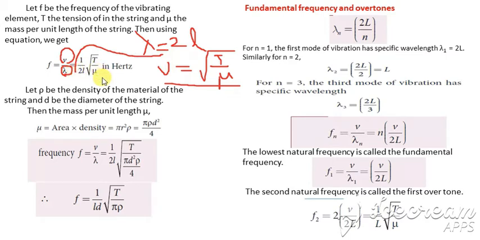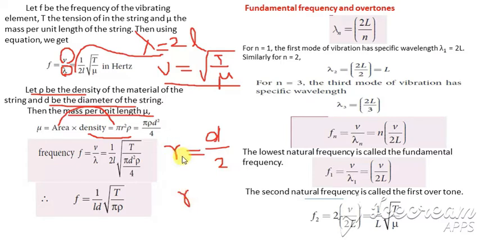Here rho is the density and D is the diameter. Then the mass per unit length, which is mu, is given by area into density. Area we write as pi r square, and density is rho. Now we know the formula for R. R is equal to D divided by 2, because if R is the radius and D is the diameter, and if you square this we get D square divided by 4.